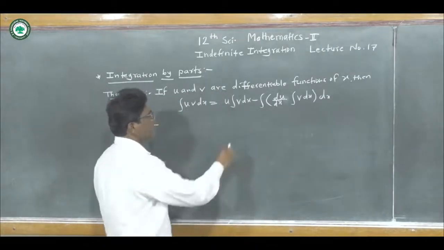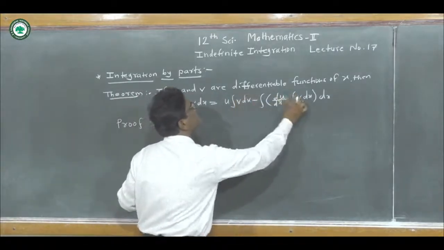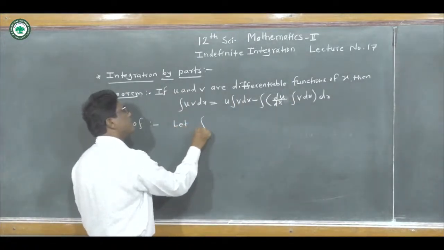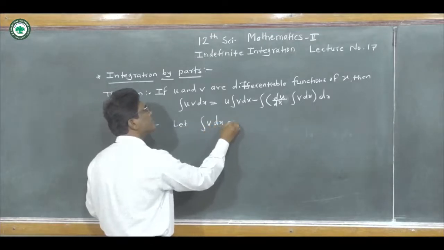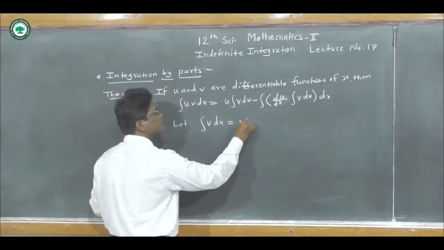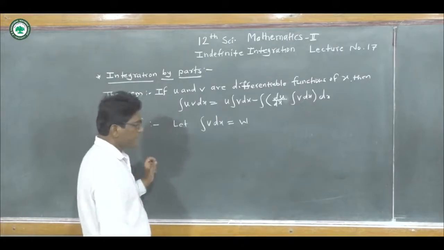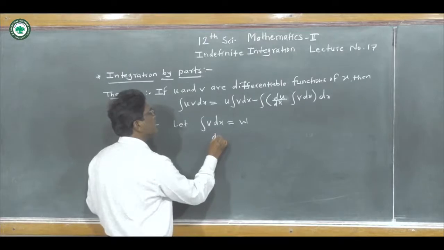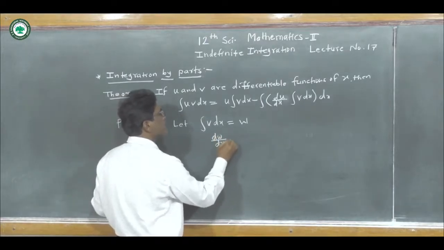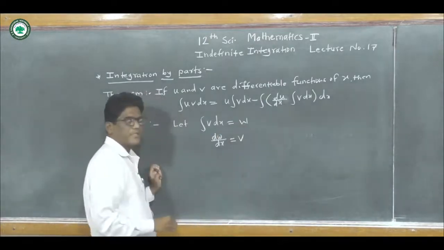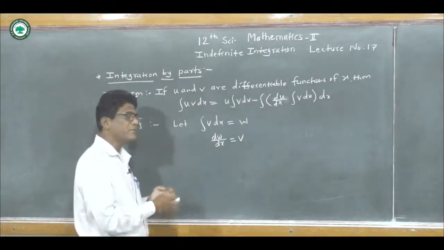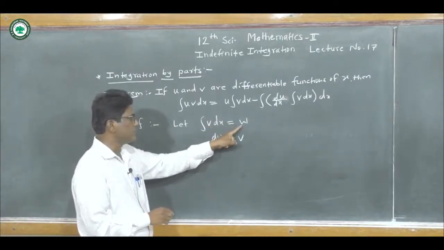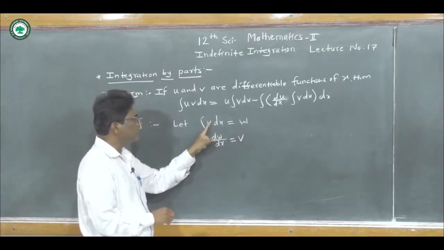Here on the right hand side, integration of v dx appears two times. So let's consider here integration of v dx is equal to w. Now here integration is the antiderivative. So dw by dx is equal to v. Get it? We know the definition of derivative and integration. Since integration of v dx is equal to w, so derivative of w is v.